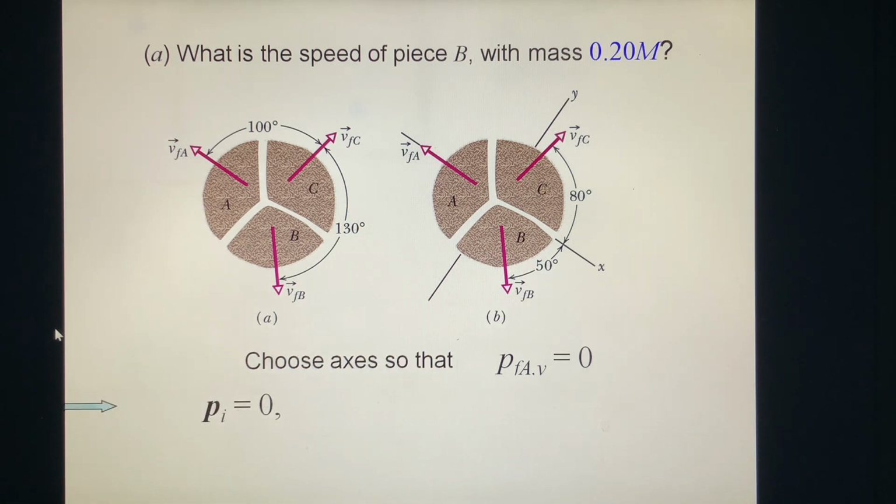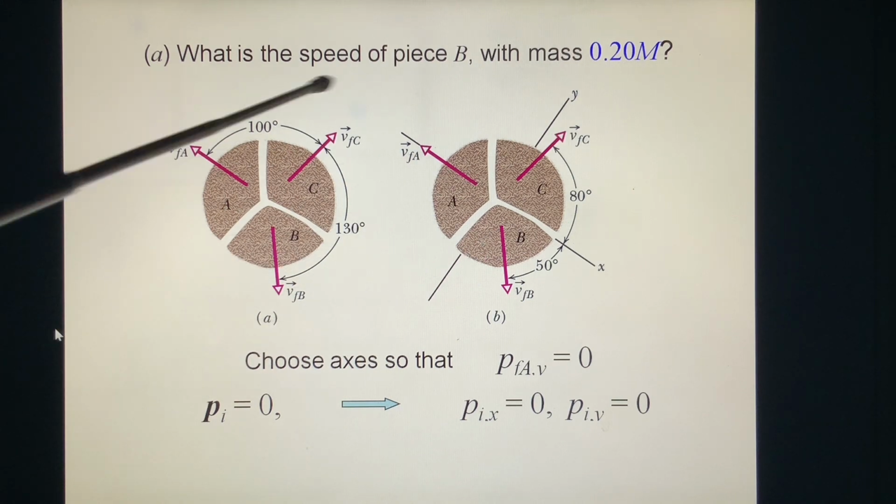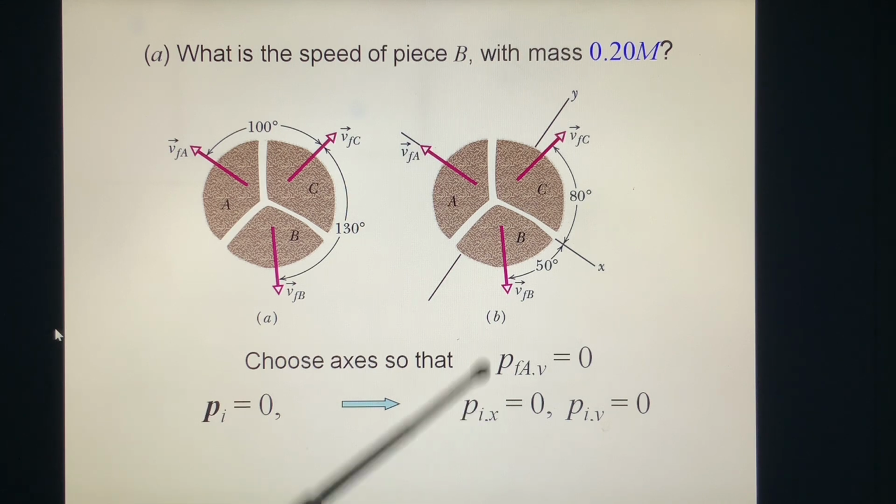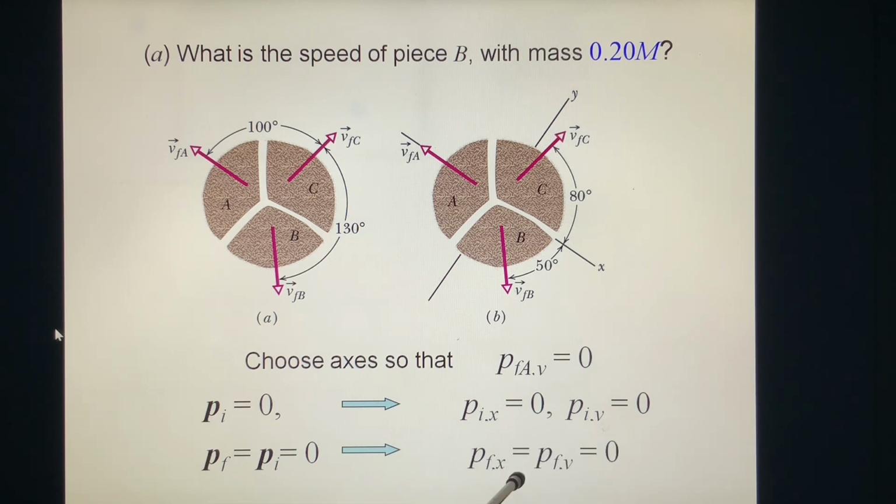And then finally, these three plus along is 0. If P initial equals 0, that means the x component equals 0 and the y component equals 0. And P final, you have three pieces, okay? It should be equal to P initial, which is 0. This is the conservation of linear momentum. With this condition, we can find P final x equal to P final y equal to 0. This is a general situation.